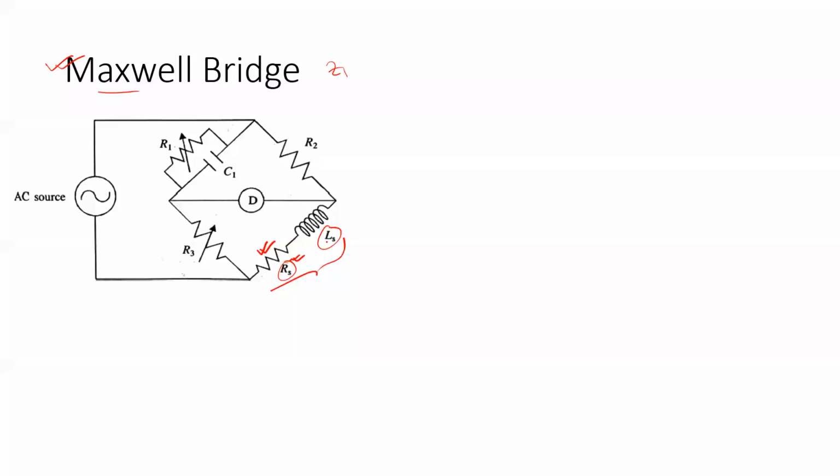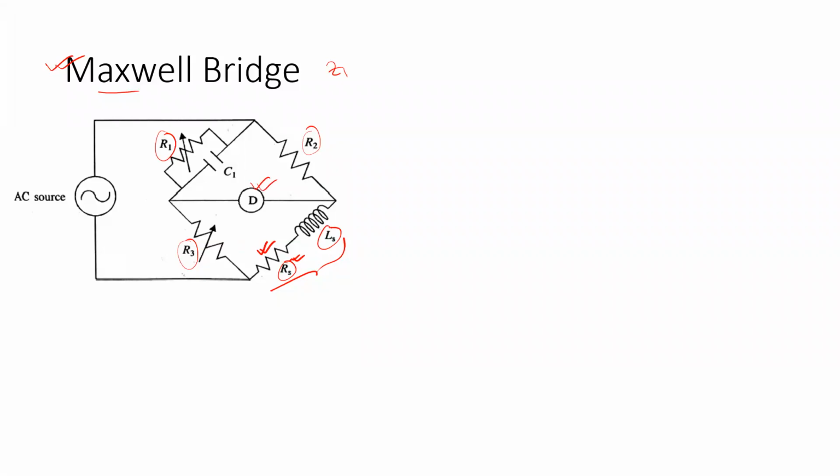Now, apart from this unknown arm, in place of Z2 we have a resistive component R2. In place of Z3 we have another resistive component, R3. And in the first arm we have a parallel combination of R1 and C1, a resistor and a capacitor. You can see that both R1 and C1 are variable. So we have to tune these two to obtain the null deflection in the detector.